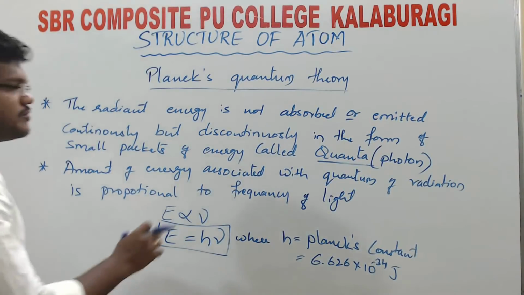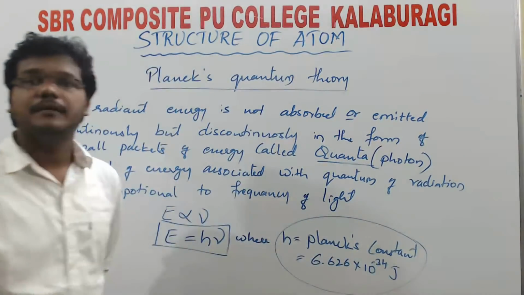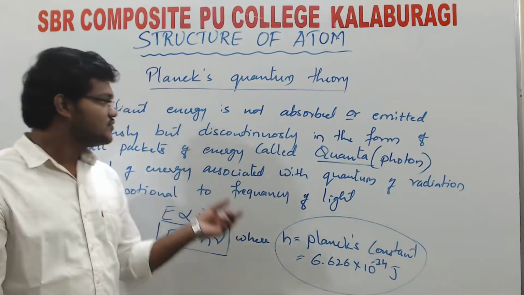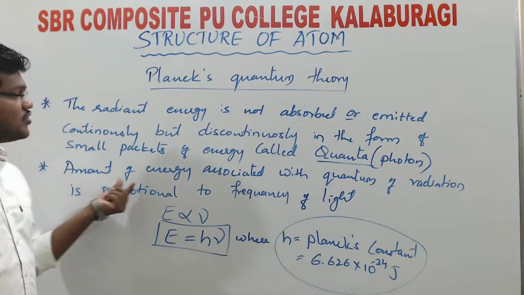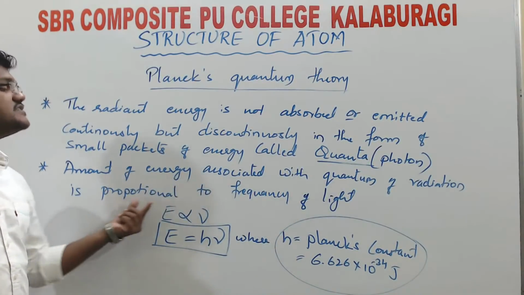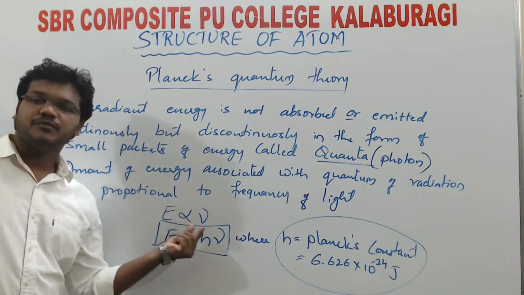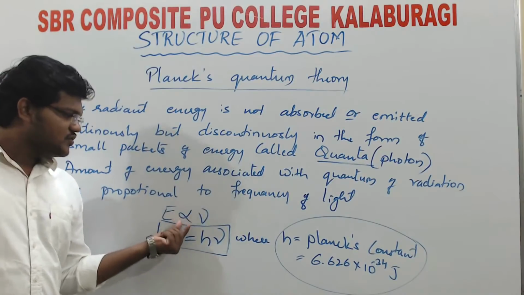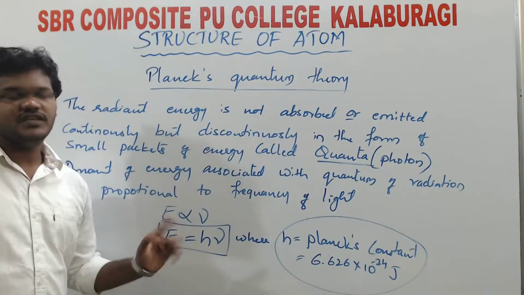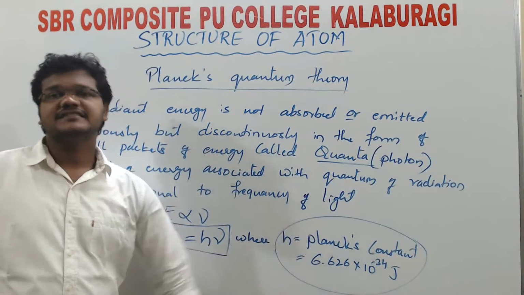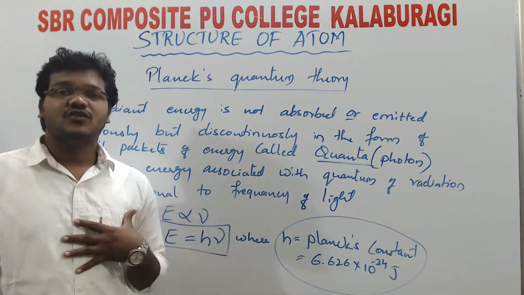6.626 into 10 to the power minus 34 joules is the value of what? This Planck's constant. Correct? So this is the second postulate of Planck's quantum theory. Remember, the amount of energy associated with a quantum of radiation is proportional to the frequency of the light. So that is nothing but E is proportional to nu. So as to remove this proportionality constant, I got h. E is equal to h nu, where h is Planck's constant. So this is the second postulate of Planck's quantum theory.